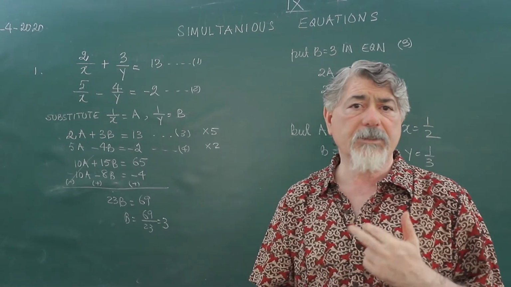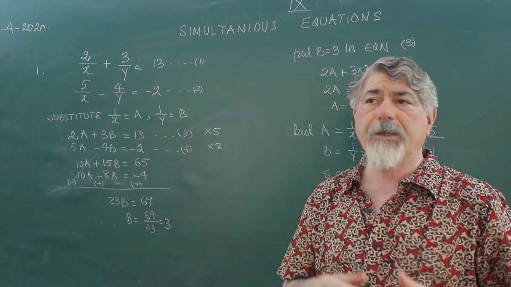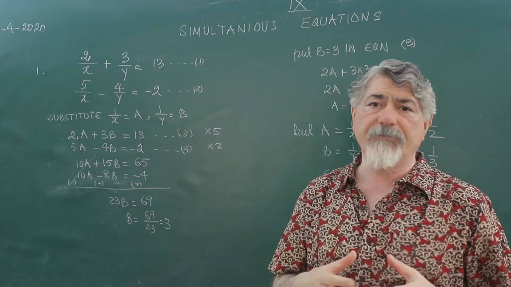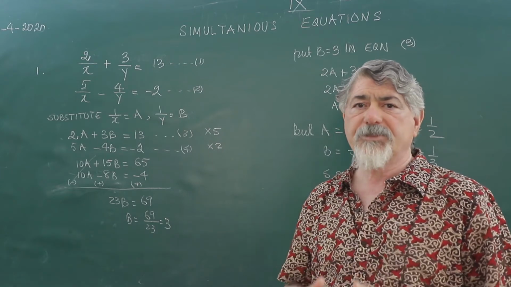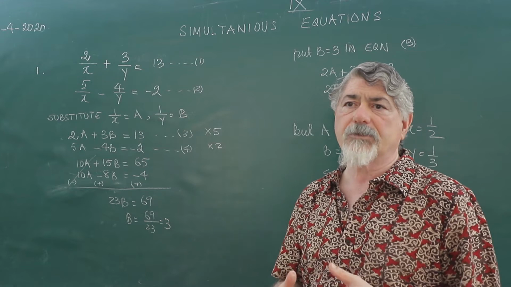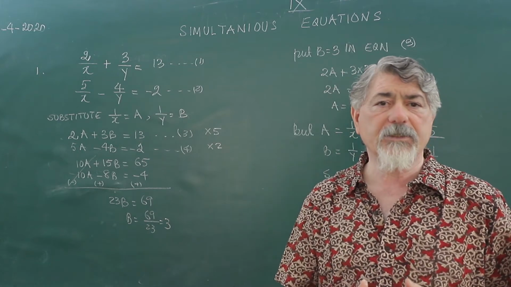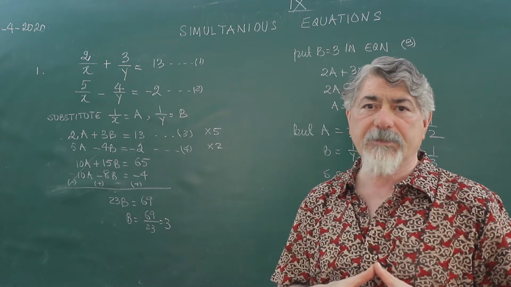method was the method of substitution, where we took the value of x or y from the first equation and substituted that value of x or y in the second equation and calculated the value of x and y.